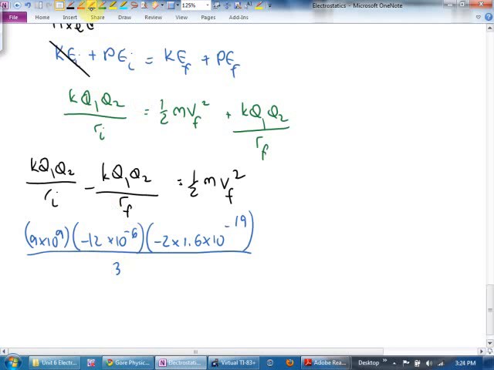Minus 9 times 10 to the 9th. Oh, heck, I'm just going to go like this. Minus, because I'm in a rush, the same thing, but divided by 3.2? Yeah. That equals a half MV final squared.